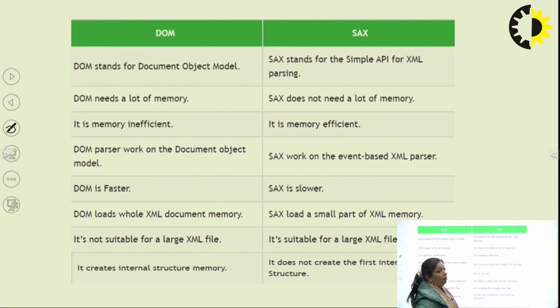Whereas if we talk about SAX, since it is faster and it does not require loading the entire document into memory, it is also suitable for large XML files. DOM creates an internal structure in memory. It is always going to create the internal structure in memory, whereas SAX is not going to create any internal structures in memory. So, these are some of the main differences between DOM and SAX.